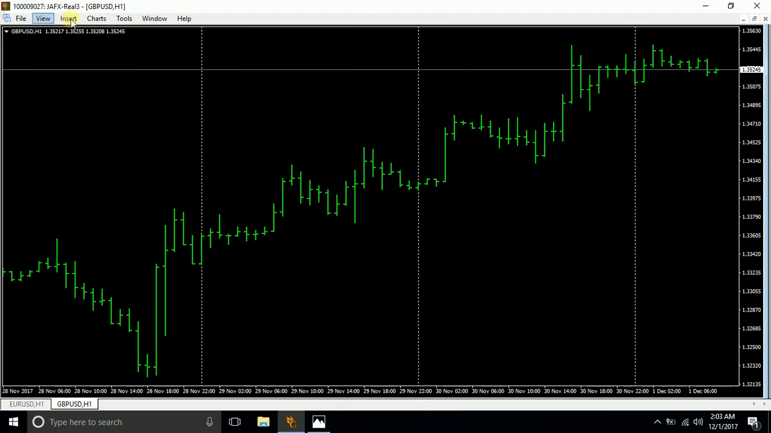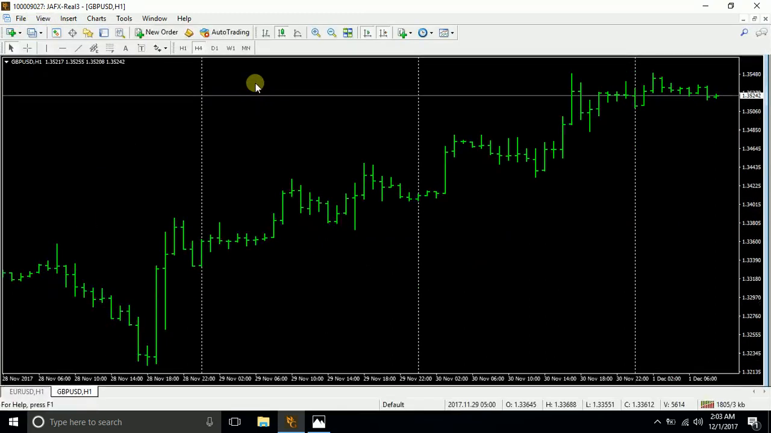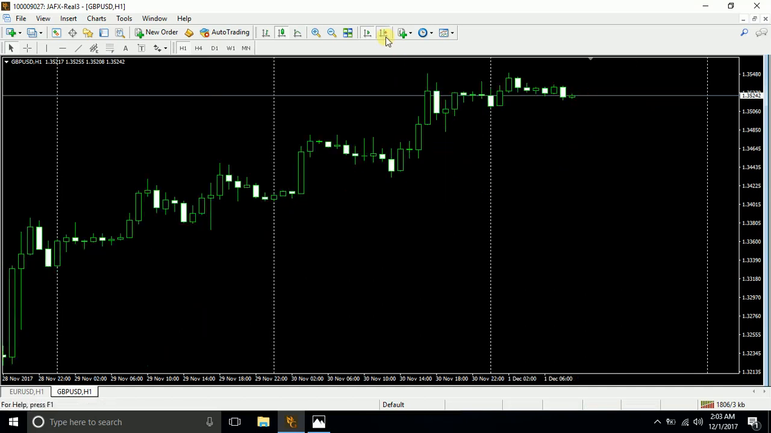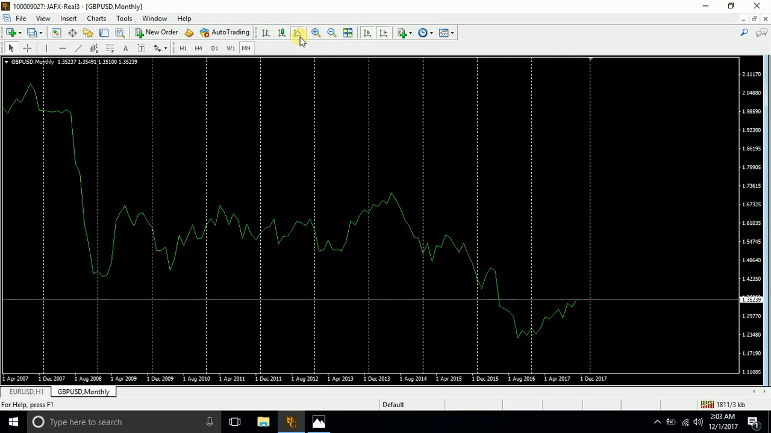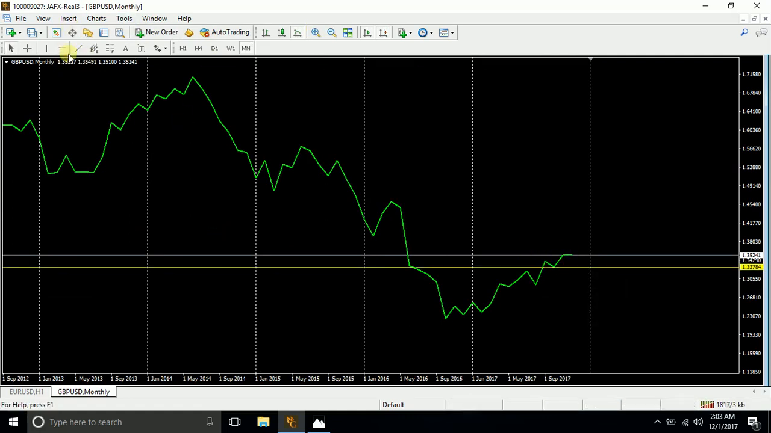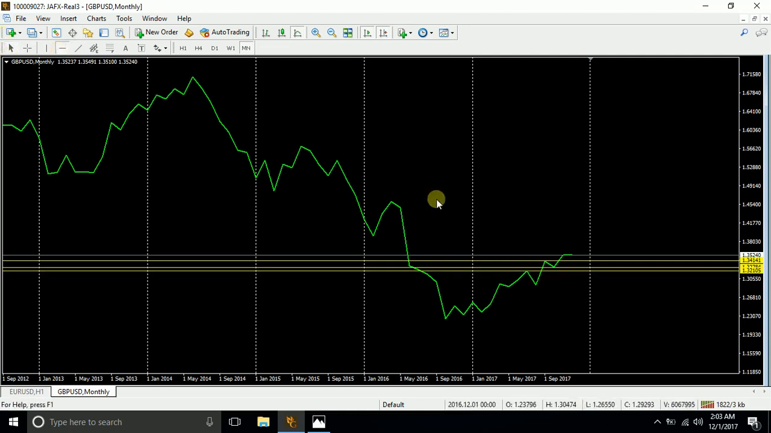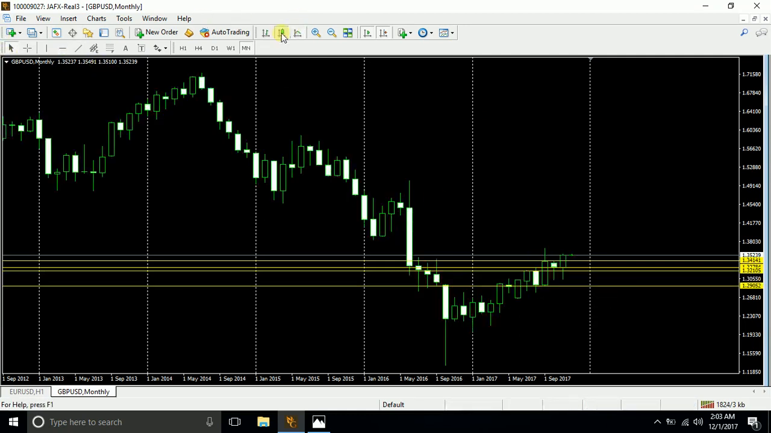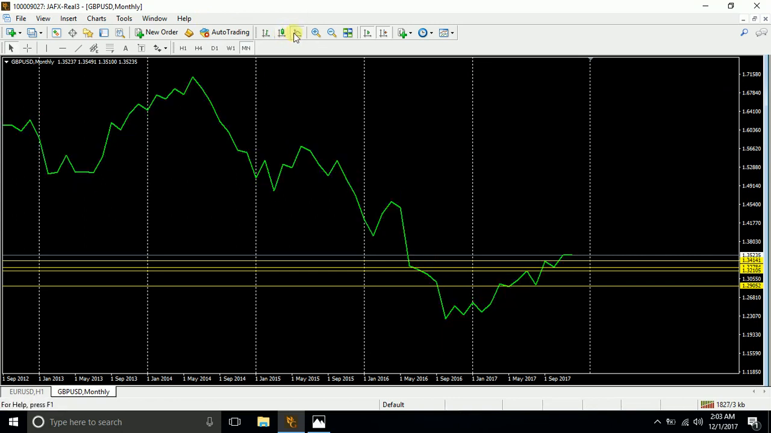Now we're looking at the pound dollar candlesticks, monthly. 4 pivots. 1, 2, 3, 4 candles.